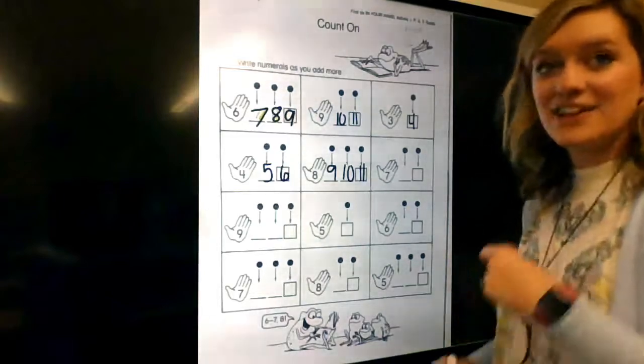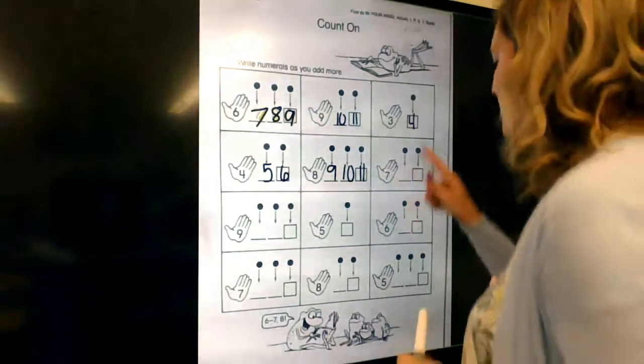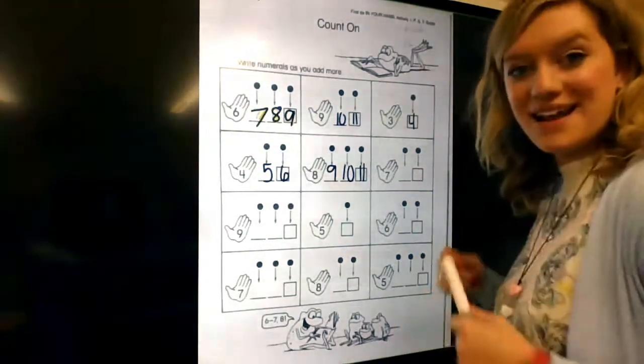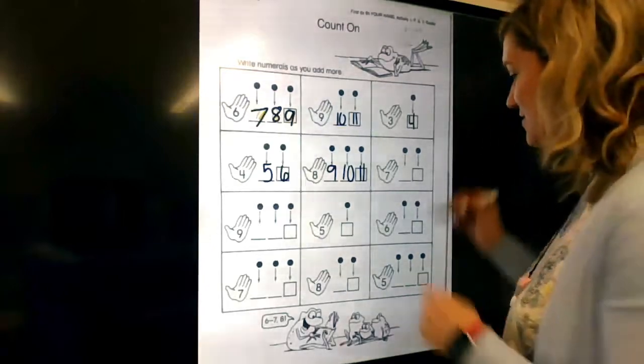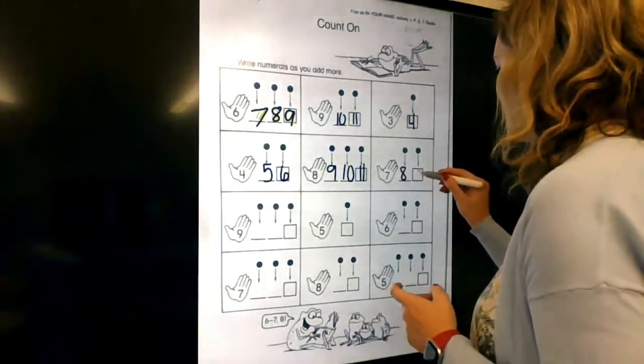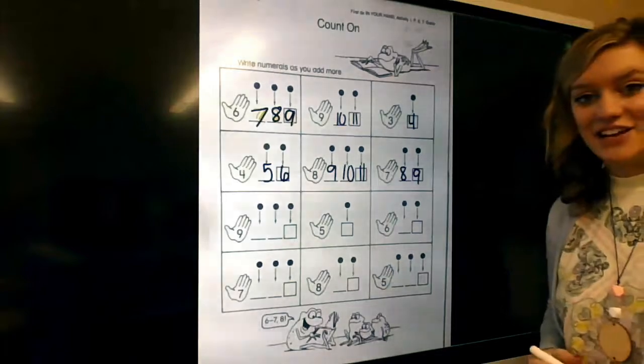And you can kind of get in the rhythm. You kind of do it quick, like 7, 8, 9. And you can kind of make it like a fast song out of it. So 7, 8, 9. Good job.